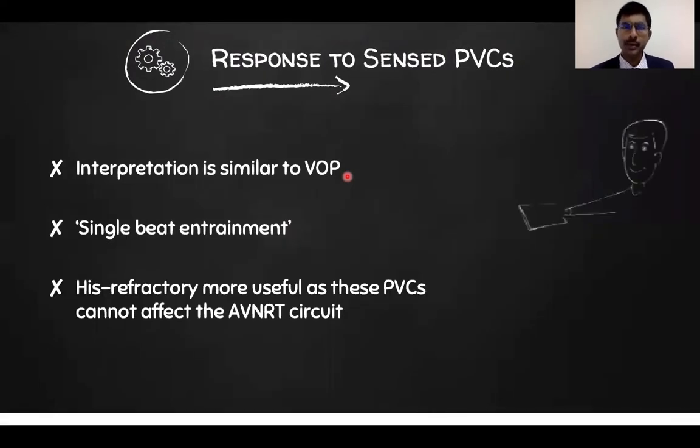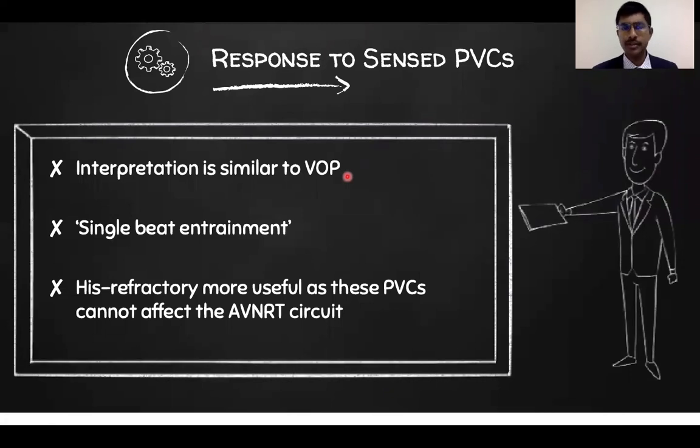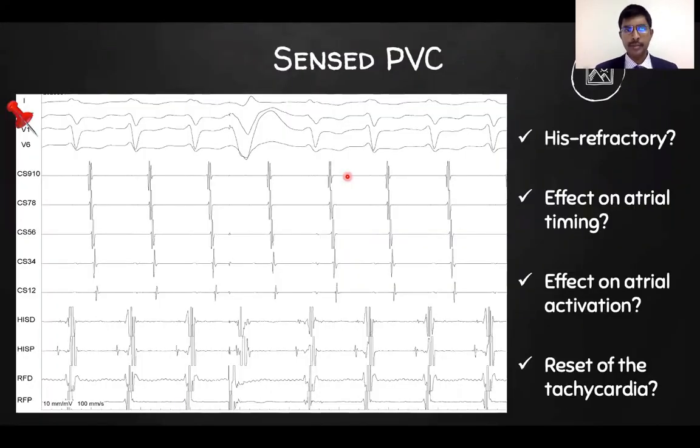Response to sensed PVCs, this maneuver again is very important, and I always prefer to perform the sensed PVCs maneuver even before doing the ventricular overdrive pacing. Especially the His refractory PVCs are very important because you are starting with a foundation that a His refractory PVC cannot affect the AVNRT circuit. When you perform sensed PVCs, it's very important to understand and measure the correct intervals. And that is why this particular demonstration.